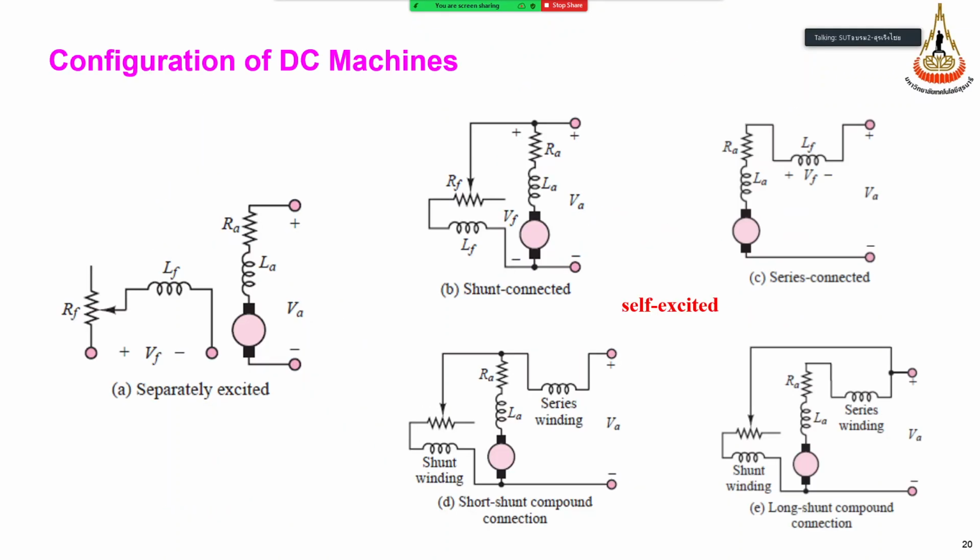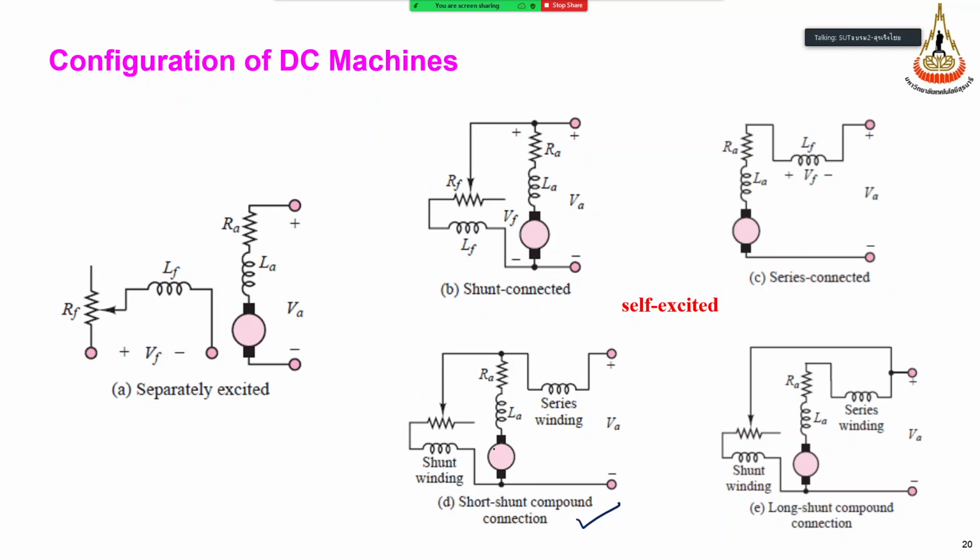Here, this is the configuration of the DC machine. So we have two windings, the field winding and the armature winding. We can connect by shunt connection, as a parallel connection of these two windings, the field winding and the armature winding. So we call this a shunt connection. Or we can connect in a series circuit, field and then armature winding. So this is a series connection. Or we have both series and shunt together. We call this a compound connection.